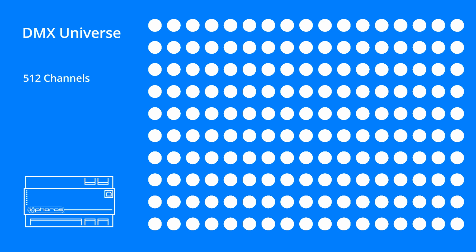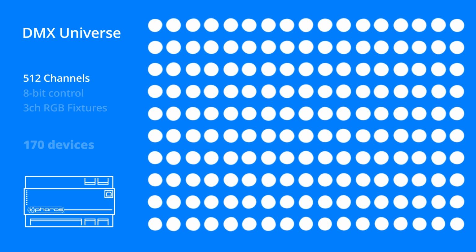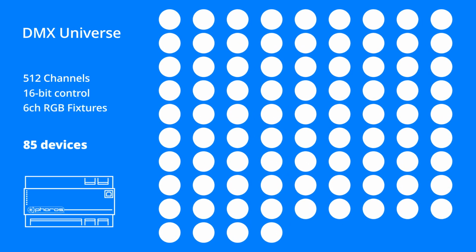A DMX universe containing only RGB fixtures with a footprint of 3 can control up to 170 of these fixtures. If the same fixtures were set to 16-bit mode and required 6 channels of control, 85 could be controlled by a single universe of DMX.